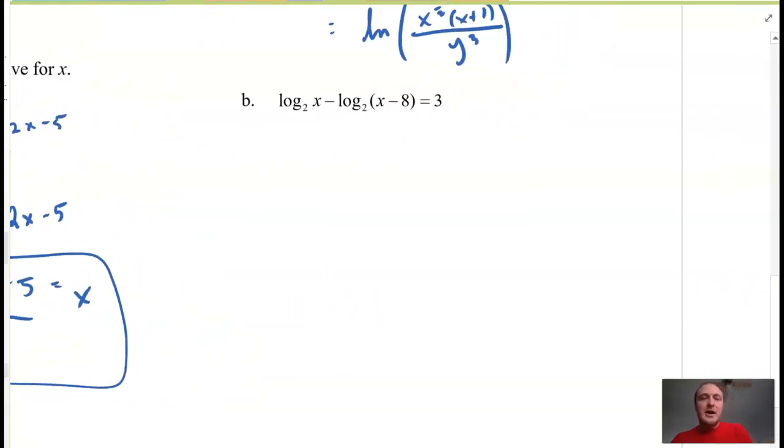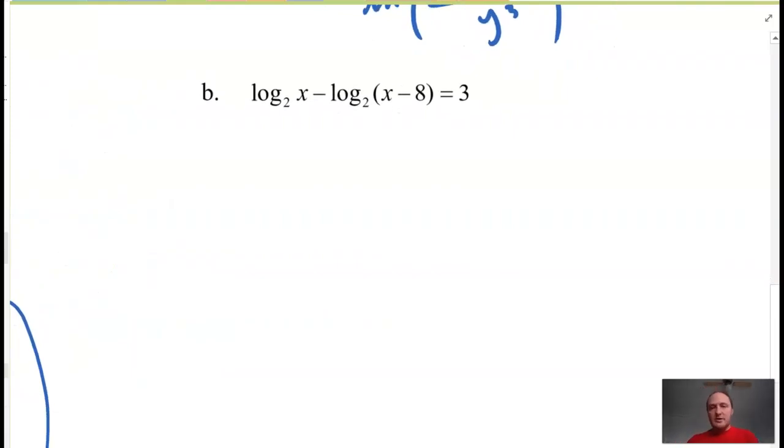So there is our answer for 8a. All right, 8b, what we're going to go ahead and do here is kind of solve this in a different type of manner. I'm going to first simplify this. Notice that these are both log base 2, and I'll combine these. So log base 2 of x over x minus 8 is equal to 3.